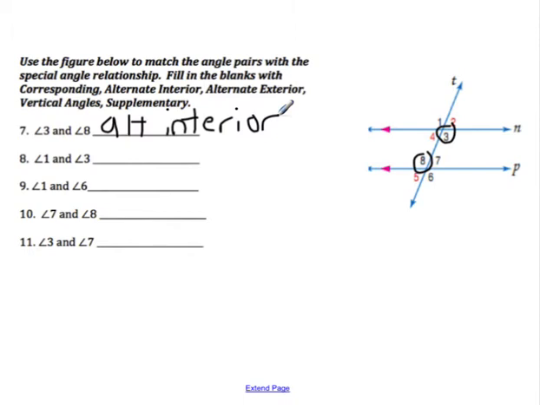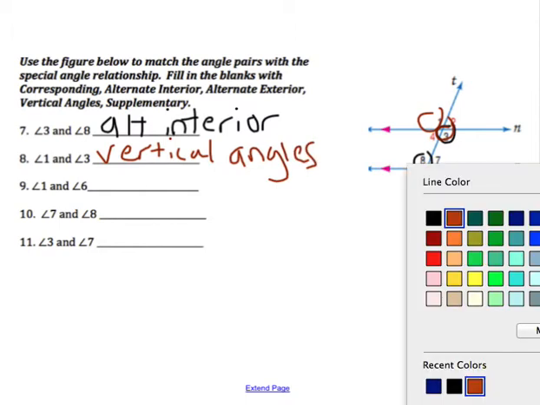So let's take a look at our next one, angles 1 and 3. What I noticed about angles 1 and 3 is that they're sitting across from each other. So because they're sitting across from each other, that makes them vertical angles. And remember that vertical angles are congruent. They have the same measure.